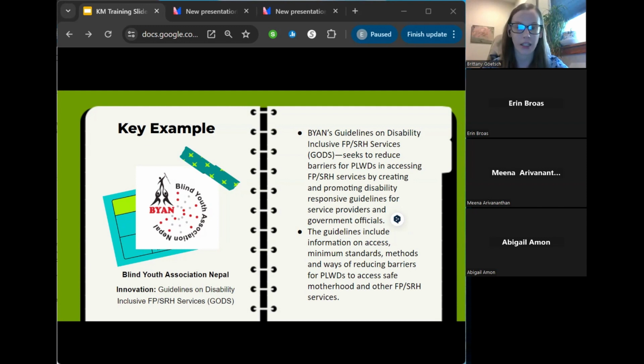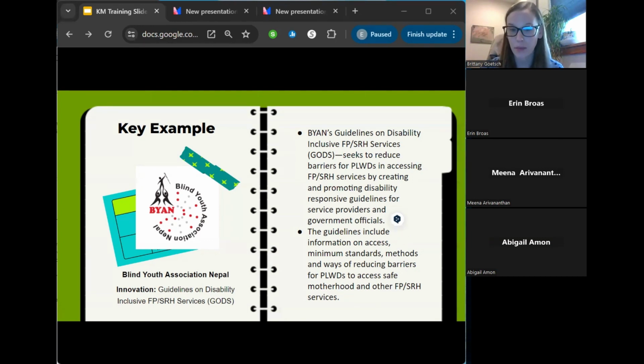They face barriers that include limited access to services, stigma, ignorance, and negative attitudes, which result in low uptake of these services. Nepal's constitution does provide for laws that protect and provide for these services. However, the Blind Youth Association Nepal was looking to reduce barriers. The guidelines include information on access, minimum standards, methods, and ways of reducing barriers for people living with disabilities to access safe motherhood and other FP or SRH services.